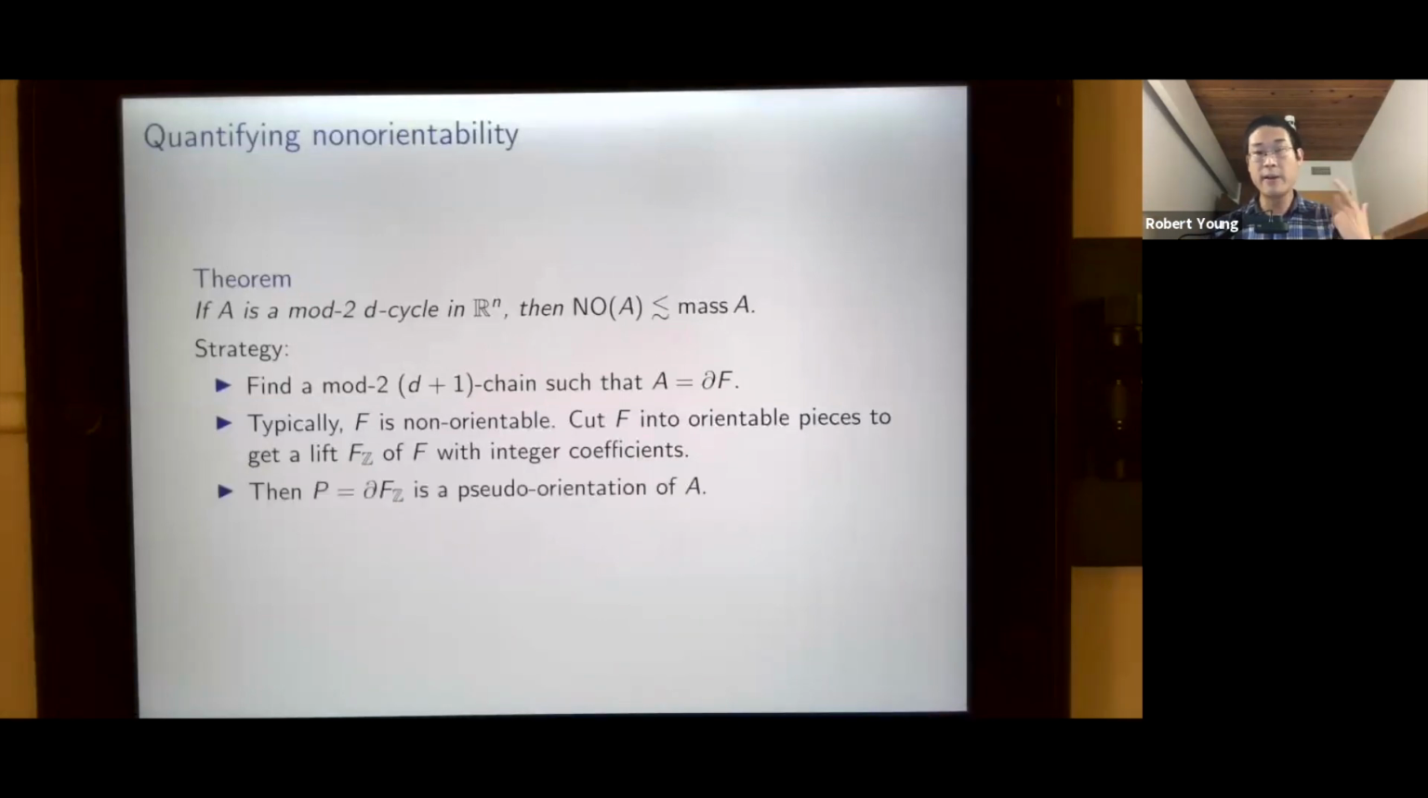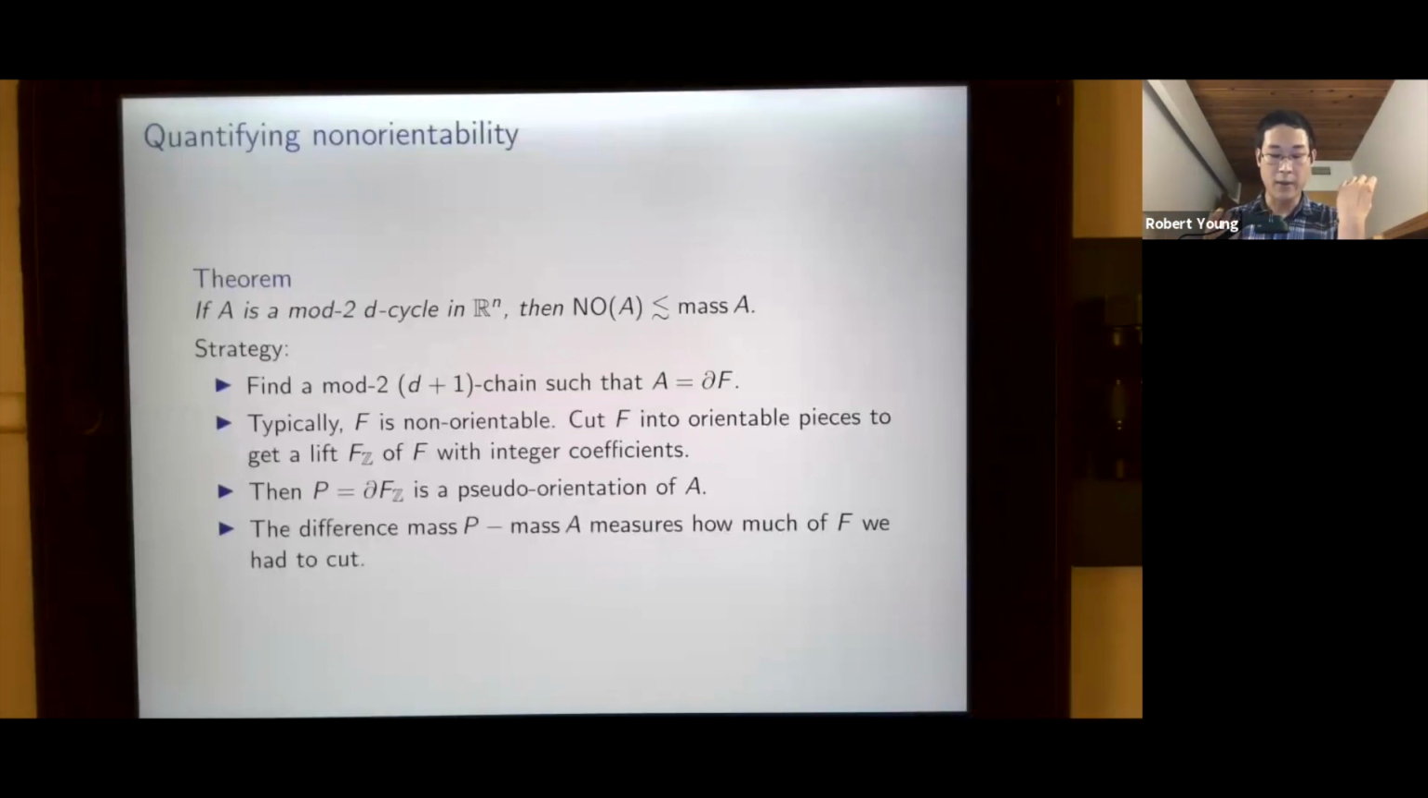And then the boundary of that lift of F is a pseudo-orientation of A. That's exactly what we saw with the Klein bottle. We take this twisted solid torus, we cut it to get a ball. The boundary of that ball is a sphere, and that sphere is congruent mod 2 to the fundamental class of the Klein bottle. And so the difference between the mass of the pseudo-orientation and the mass of what we started with is roughly how much of F we had to cut, how much of that d+1 dimensional object we had to cut in order to make it orientable. Okay?